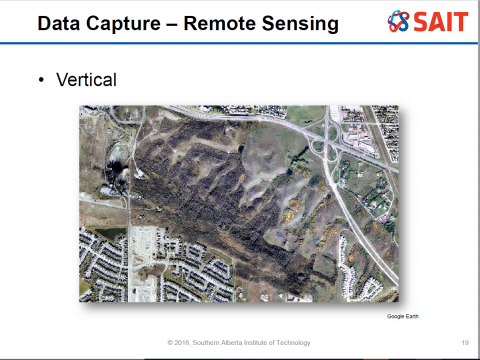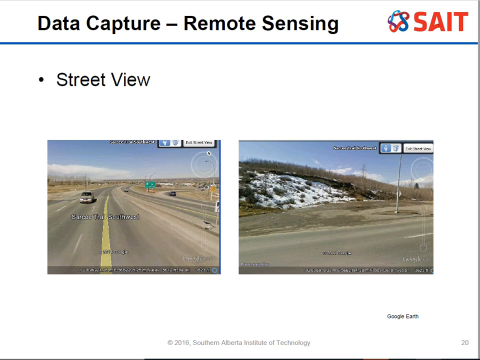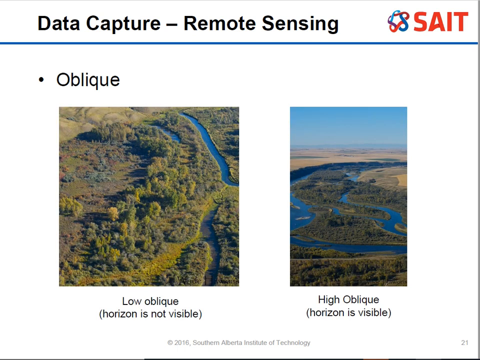Here's an example of a vertical perspective. It looks straight down, and we don't really get a sense of elevation. I can also have street view, where I can really see elevation at eye level, but I have a very limited view of the area. And then there's oblique. The weird thing about oblique is that you end up with scale issues, but it gives you more of a sense of elevation. With a low oblique you can't see the horizon, but with a high oblique you can. Again, you don't want to use a scale on that, but it will allow you to validate your data, or you can use it to put in some other classification information or attribute data.